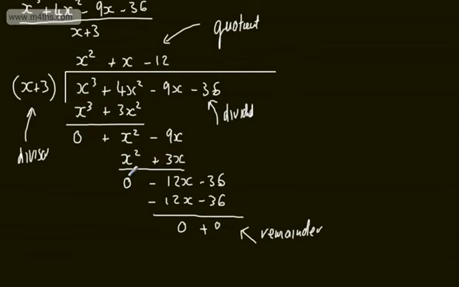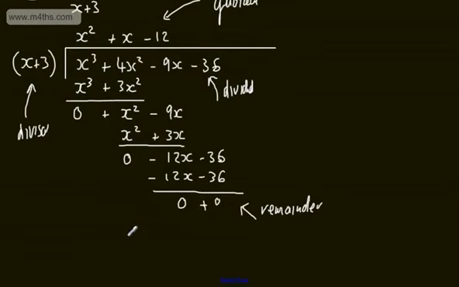So what we could do now is the following. We've got a remainder of 0. So we could express now x cubed plus 4x squared minus 9x minus 36 as the product of a linear factor of x plus 3 by now the quadratic factor of x squared plus x minus 12.